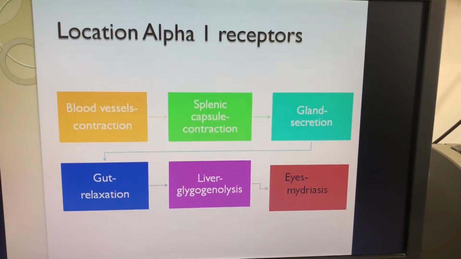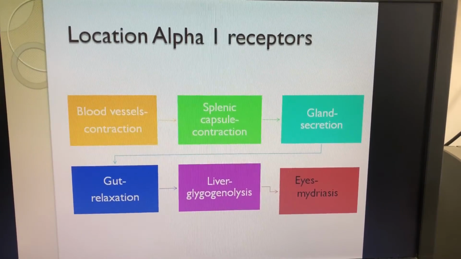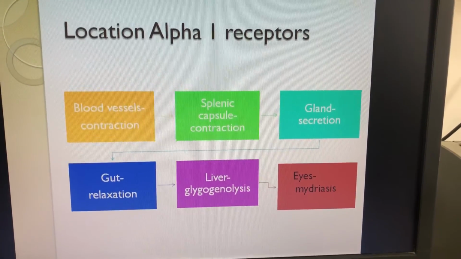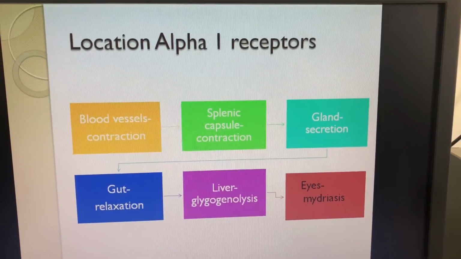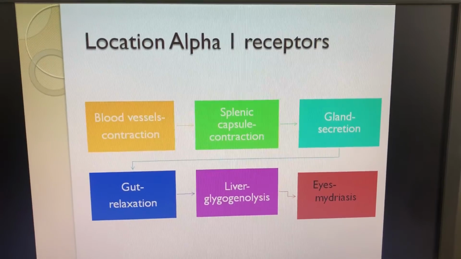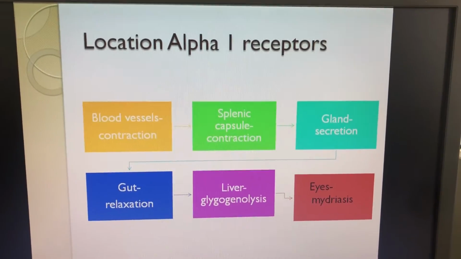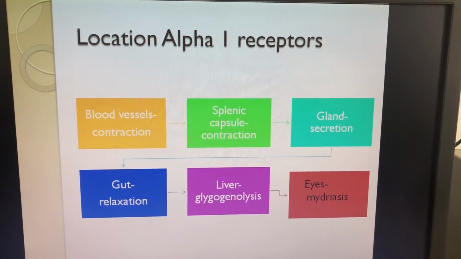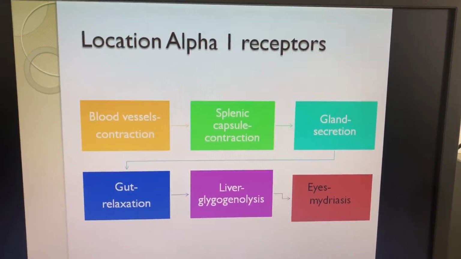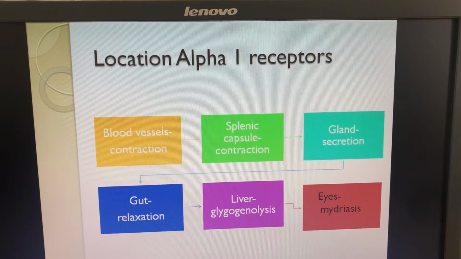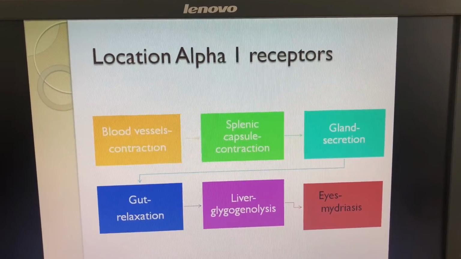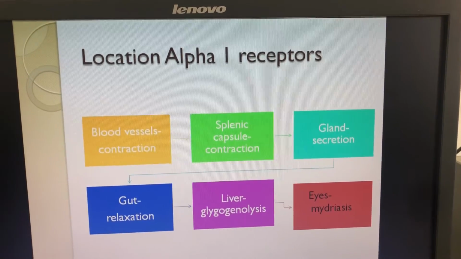When they act on the splenic capsule, it causes contraction of the splenic capsule. On the glands, when these catecholamines act on the gland, they cause secretion. On the gut, they cause relaxation of the gut. On the liver, they cause glycogenolysis, and in the eye, they cause mydriasis. To produce all these actions, adrenaline or noradrenaline have to bind to these receptors.